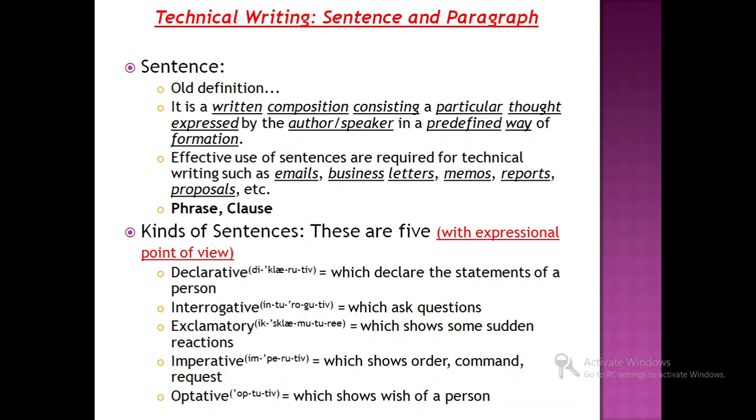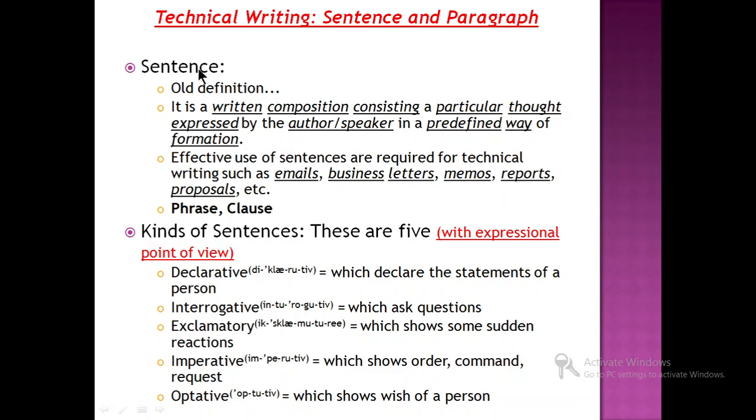So please give a pause to this video. एक पॉज दीजिएगा वीडियो को और अपने आप को एक्सप्लेन कीजिएगा what phrase and clause are. Okay, so all of you must have explained to yourself what phrases and clauses are. अब मैं यहां एक्सप्लेन करता हूं.